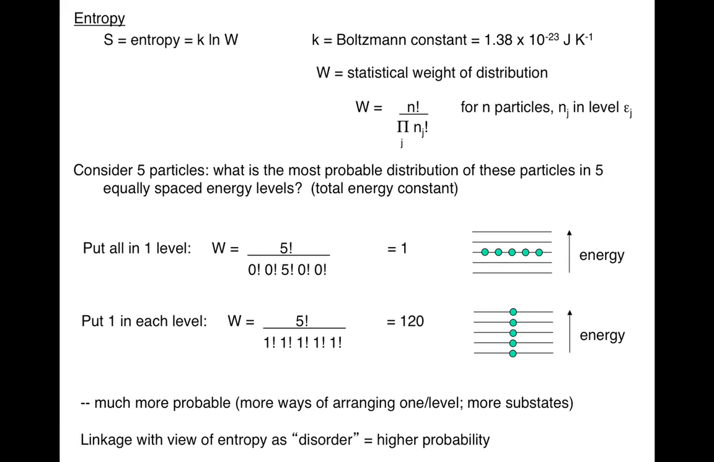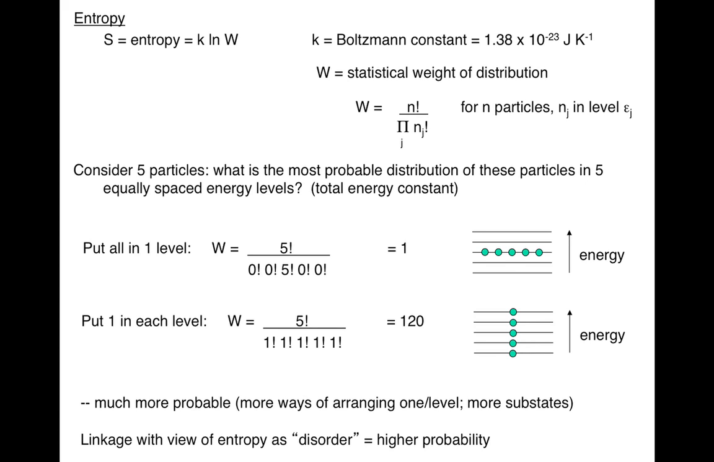And this is really the linkage of entropy. You've all heard of entropy as disorder, and really what it means is that a higher state of entropy means you have a higher probability of that particular distribution of energy states, given a total constraint on the energy. Now, this is the statistical view and really the right way to think about entropy.